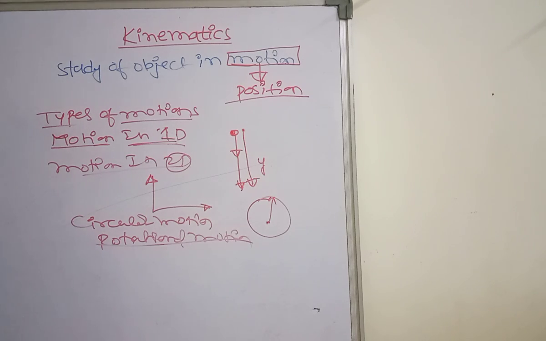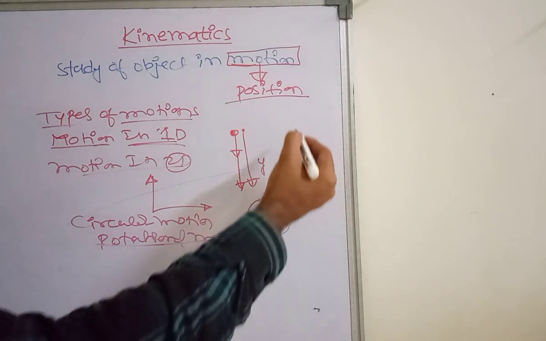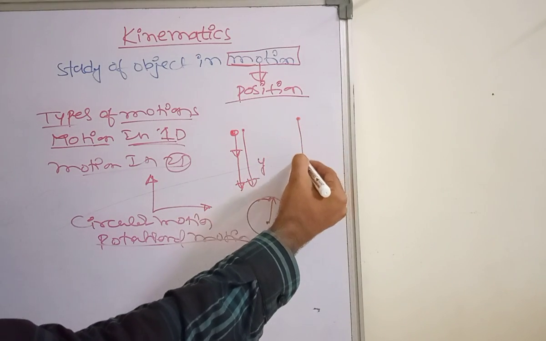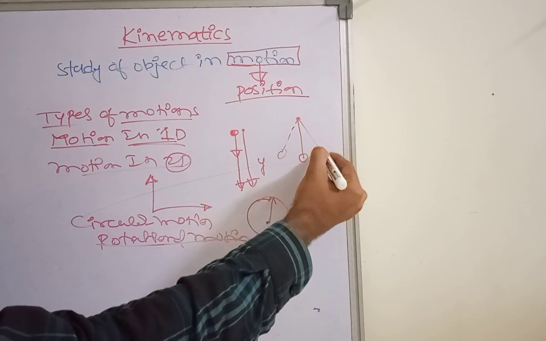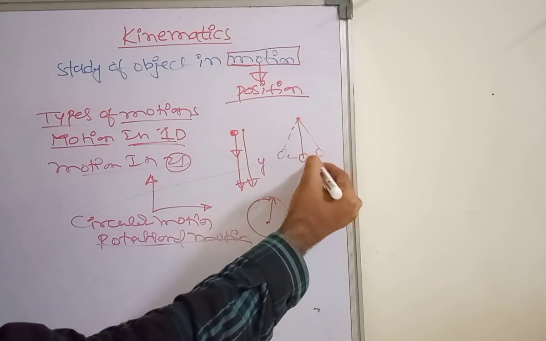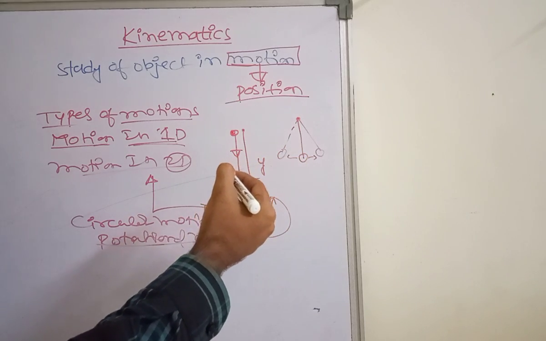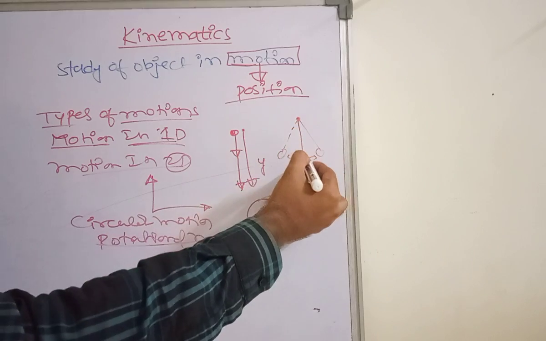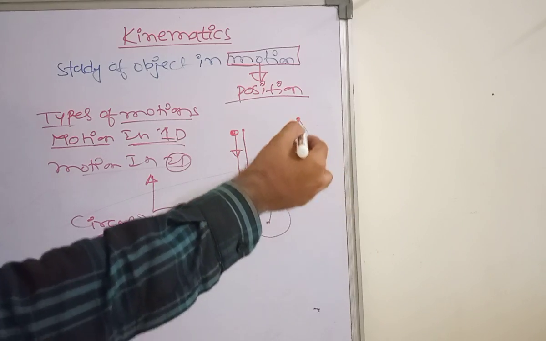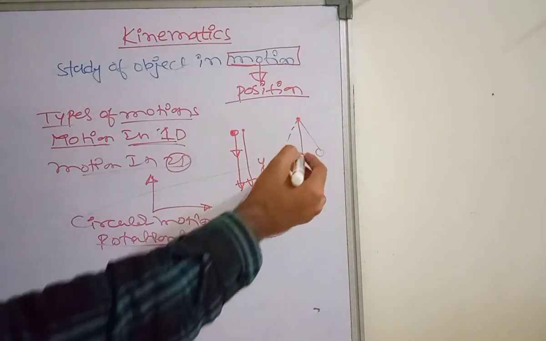Next, oscillatory motion. So what is oscillatory motion? To and fro motion. For example, the pendulum is moving to and fro. To and fro motion about a fixed point is oscillatory motion. Example: pendulum.